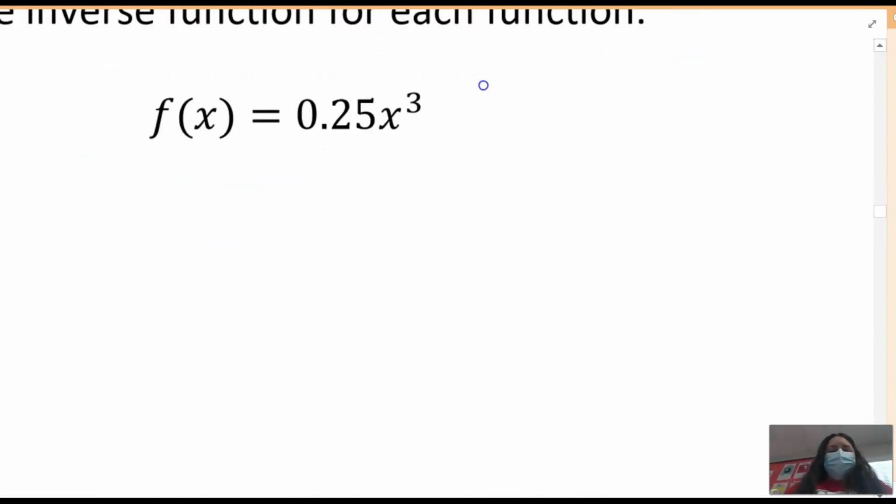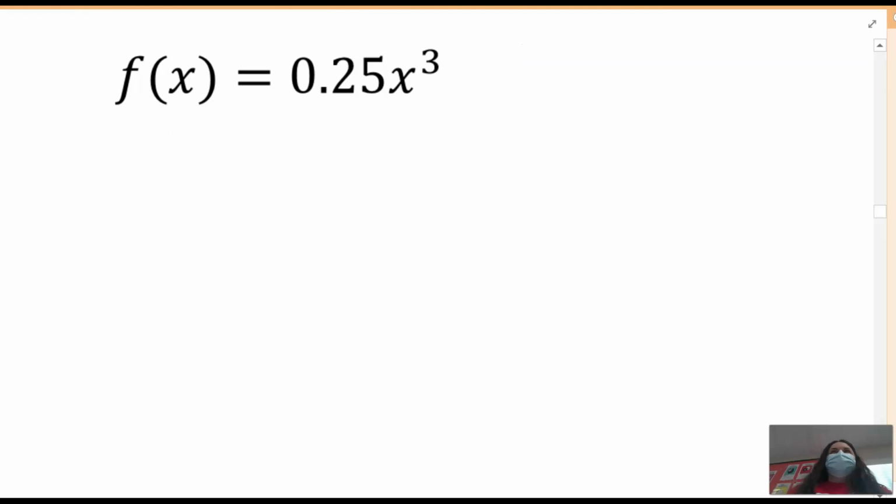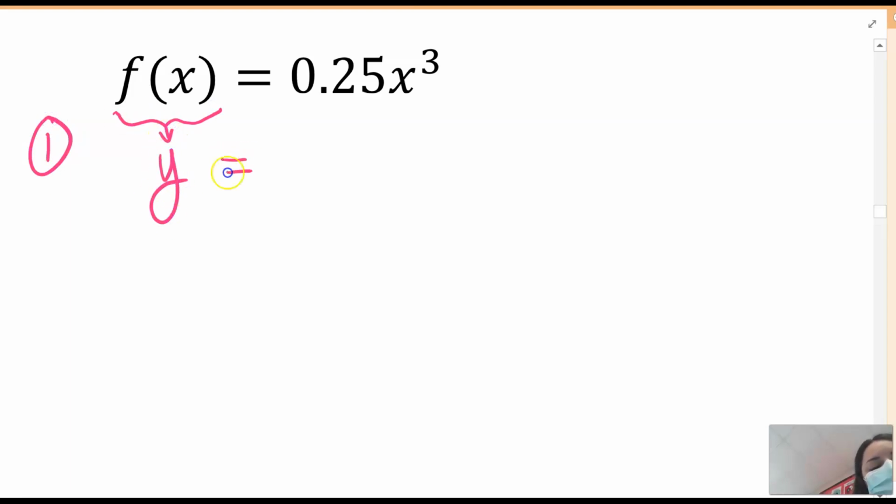Go ahead and copy this example on your paper. We have f of x is equal to 0.25 times x to the third power. All right, so sometimes you might have decimals, sometimes you might have fractions. So the very first step is to switch f of x to y. And then here I'm actually going to change that 0.25 to a fraction.